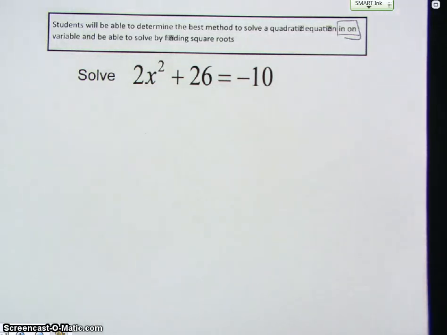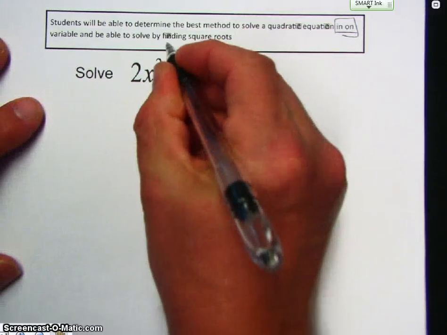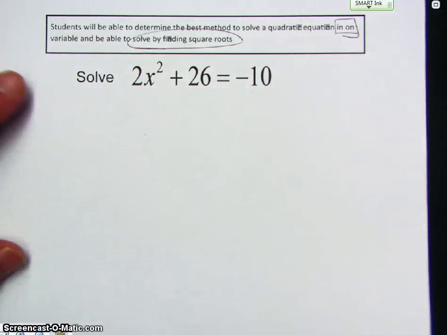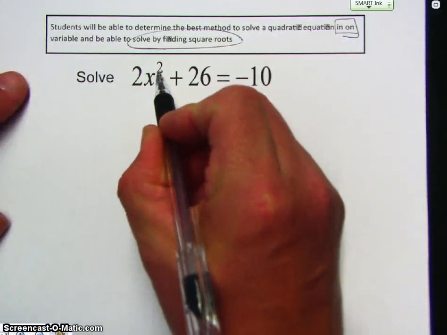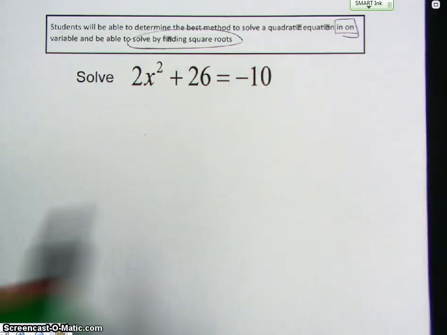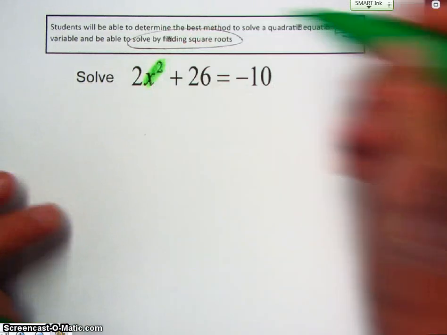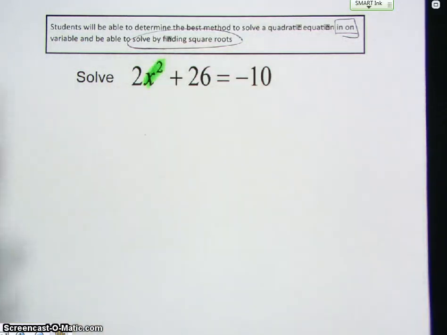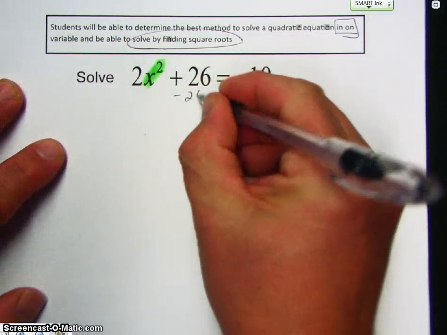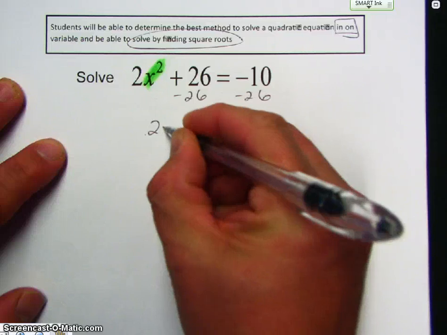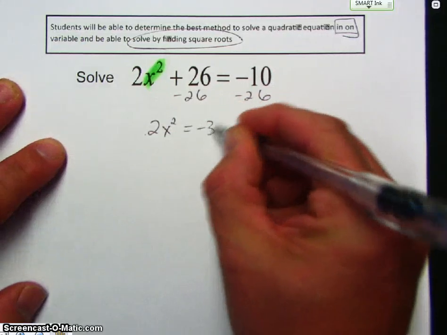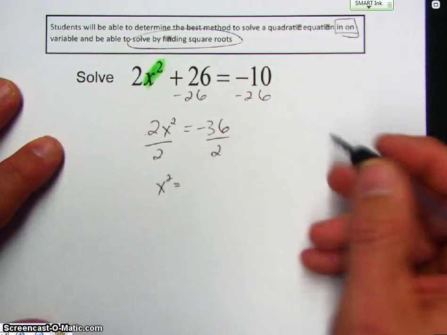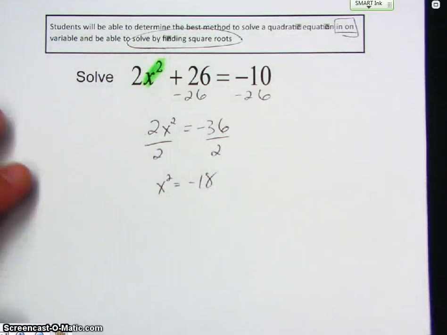All right, so let's solve. We're going to be solving by finding square roots. Here's a quadratic because you got x squared, but that's the only variable in here. There are no other variables, so I'm going to solve by finding square roots, and that's what we've been doing the past couple of videos. So first step, I subtract 26. So you're left with 2x squared equals -36. Divide by 2. So x squared is equal to -18.